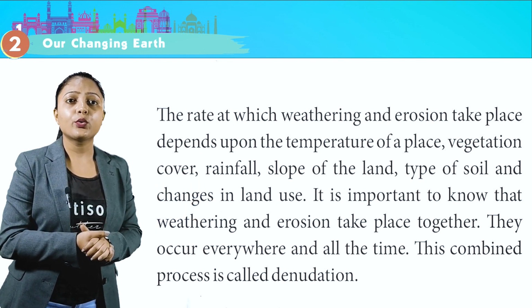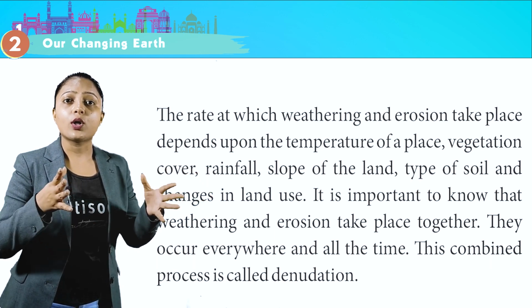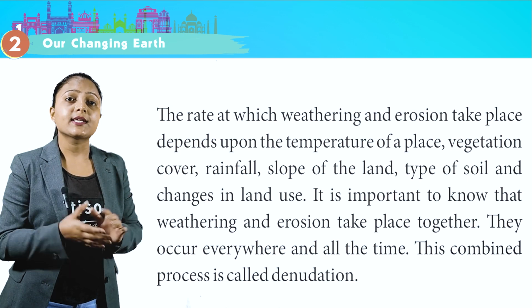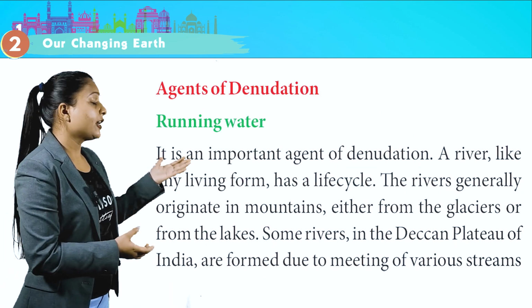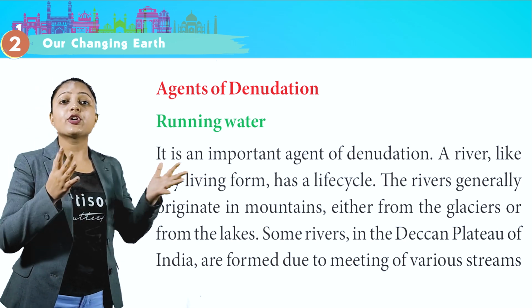It is important to know that weathering and erosion take place together. They occur everywhere and all the time. This combined process is called denudation. Agents of denudation. Running water. It is an important agent of denudation.